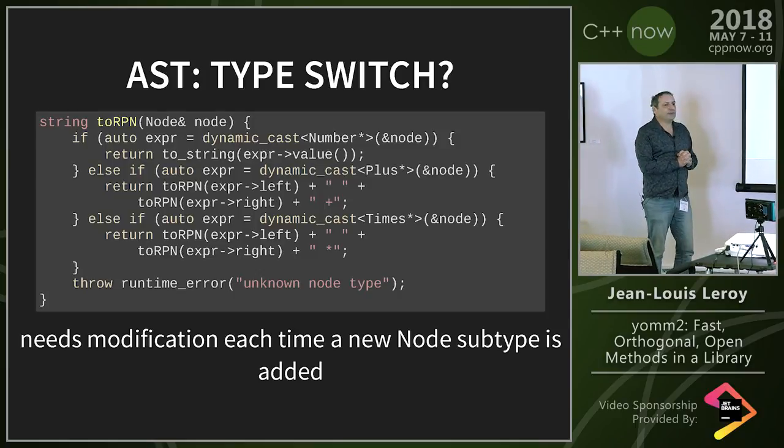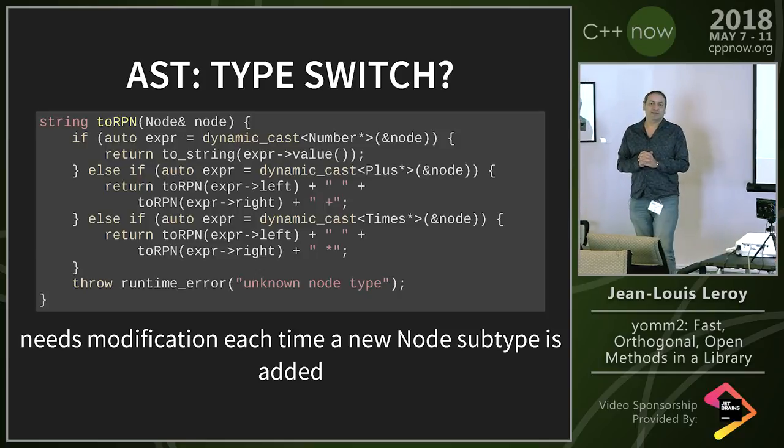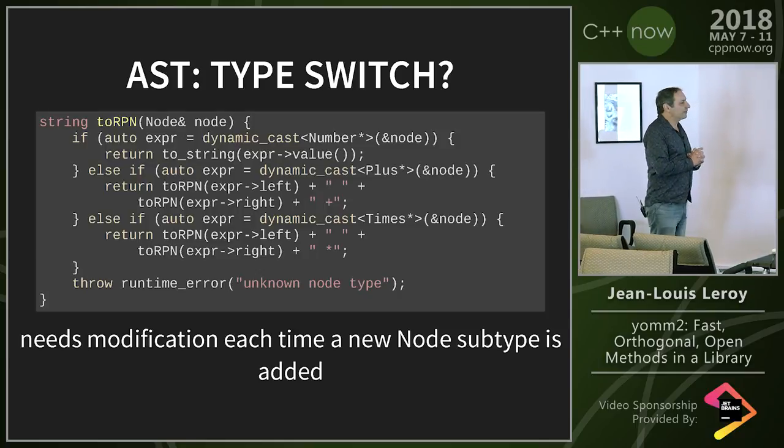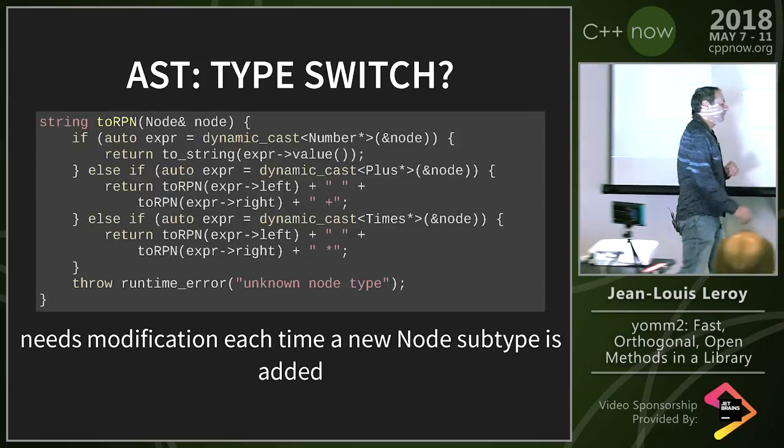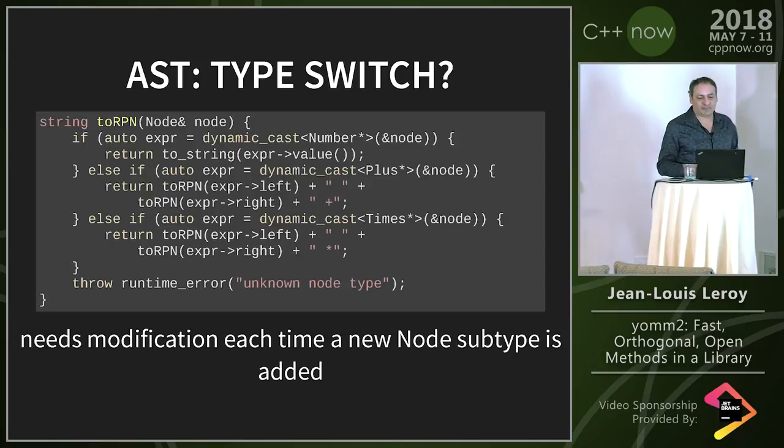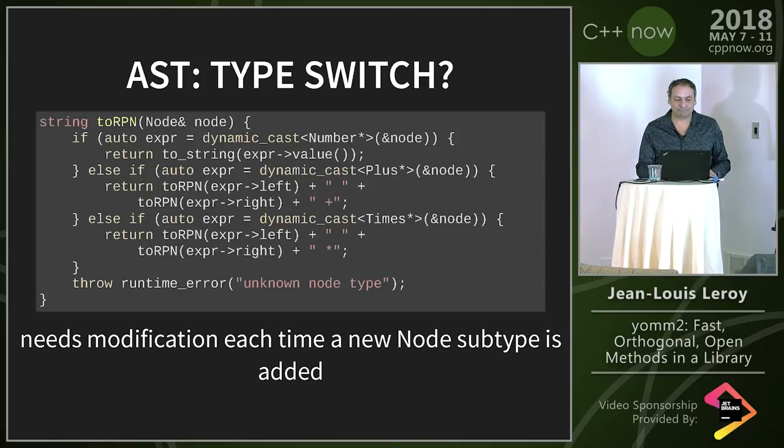And this is even assuming that you can modify the type switch. If this function is in a library and you cannot or you don't want to modify the source code, then you are sort of stuck. You'll have to create a new function which tries the new subclasses and then calls this one. It's messy. Okay, so this is the second solution, the type switch.